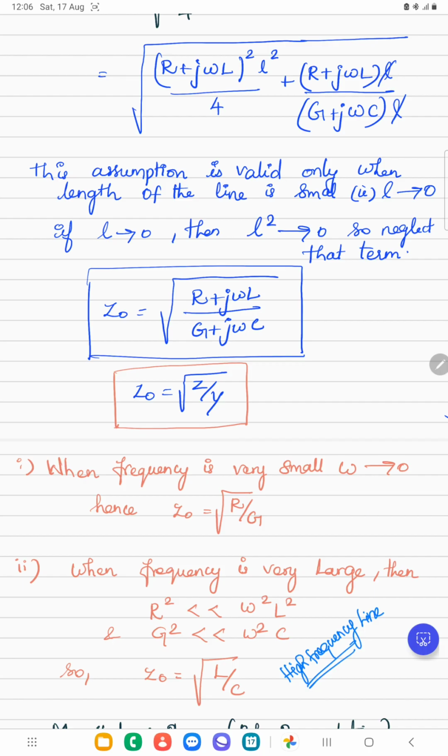So these are the primary constants and secondary constants of the transmission line. Coming to the secondary constants, we have Z0, the characteristic impedance. The second one is the propagation constant, gamma, which is the root of Z into Y, equal to the root of R plus j omega L into G plus j omega C. This is gamma. Alpha and beta are the real part and imaginary part of this propagation constant. Alpha is the attenuation constant, and beta is the phase constant. So these are the primary and secondary constants of the transmission line. Thank you.